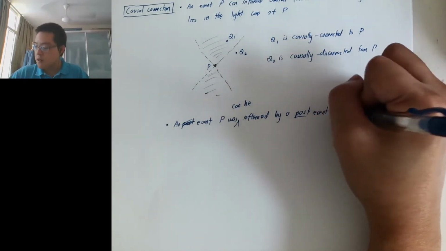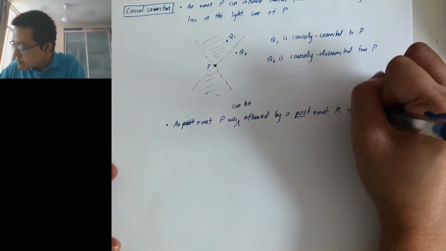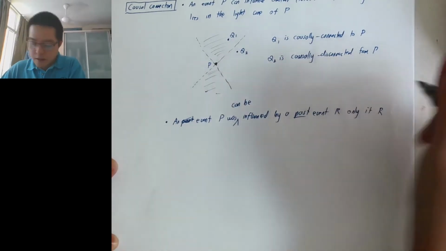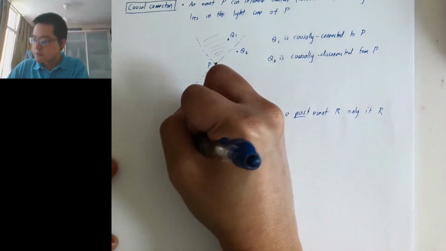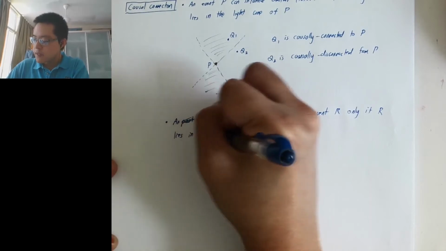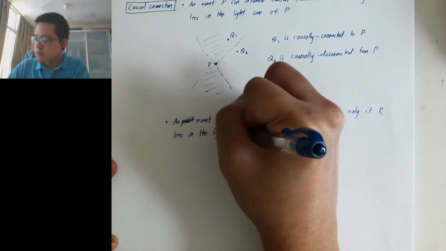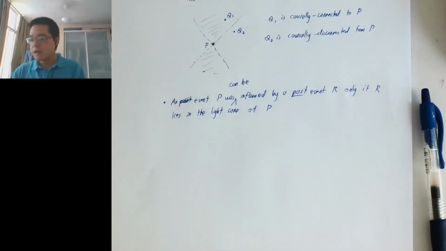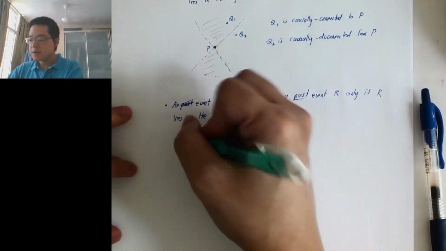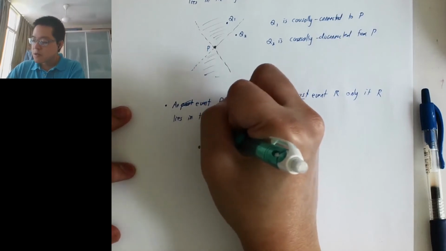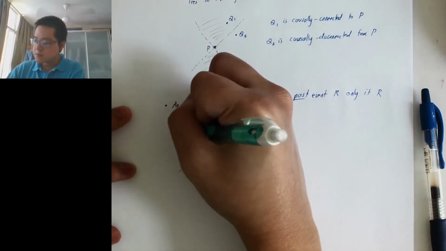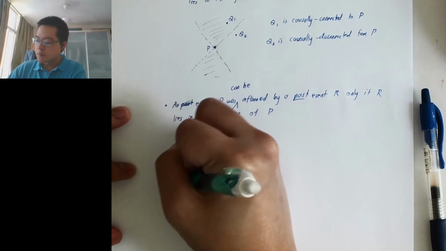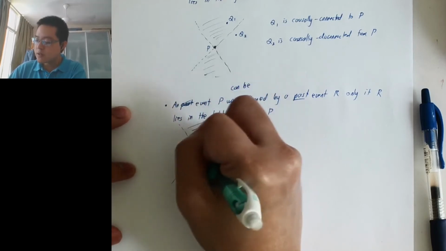A past event R can influence P only if R lies in the light cone of P. It's very straightforward. We draw the light cone again, and it's the similar thing but in the past. So in the past, let's draw the light cone. This is our light cone here, right?